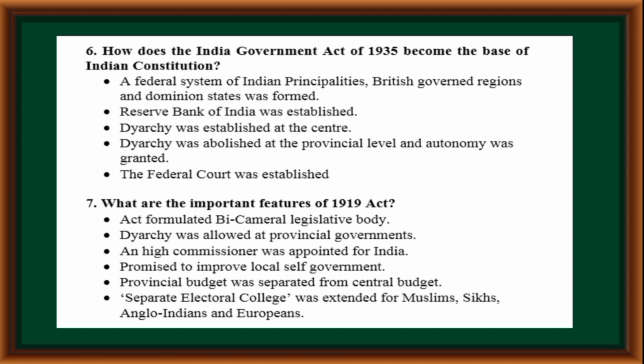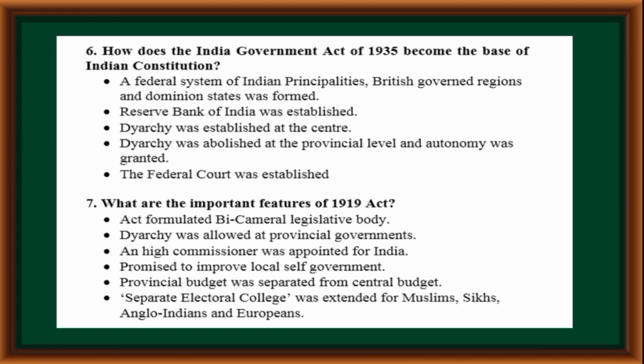How does the Government of India Act of 1935 become the base of the Indian Constitution? A federal system of Indian principalities, British governed regions and dominion states was formed. Reserve Bank of India was established. Hierarchy was established at the center. Hierarchy was established at the provincial level and autonomy was granted. The federal court was established.